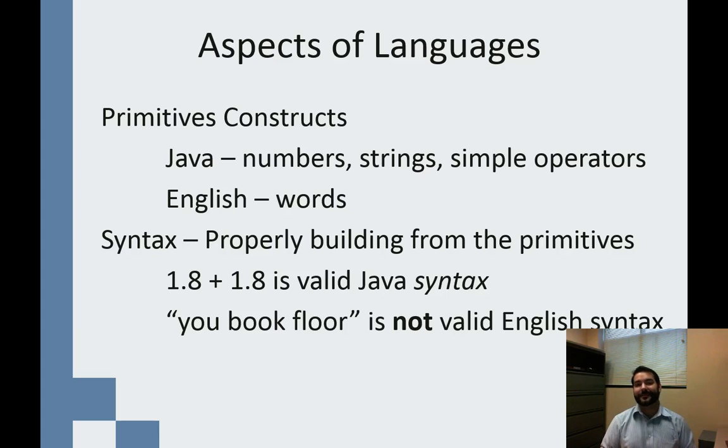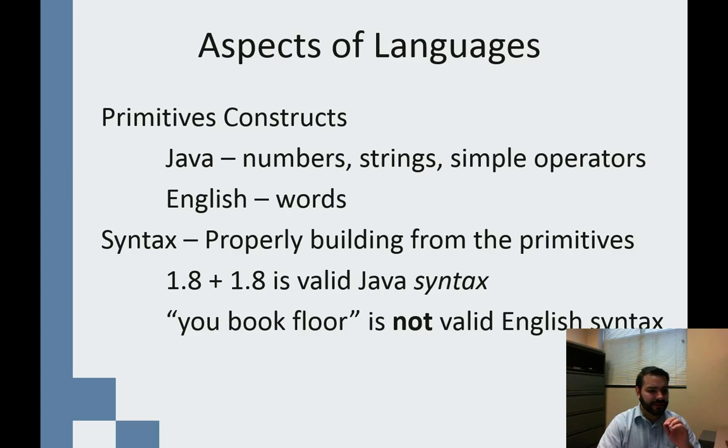The same thing happens inside of programming languages. The first thing we talk about are those primitive constructs. In English, it's words, it's punctuation. In Java, we have something a little different. We have numbers, strings, operators. Now, I'll take a second to think about strings for a bit, because strings are not the same as text, and that's always something that throws people off in the beginning.